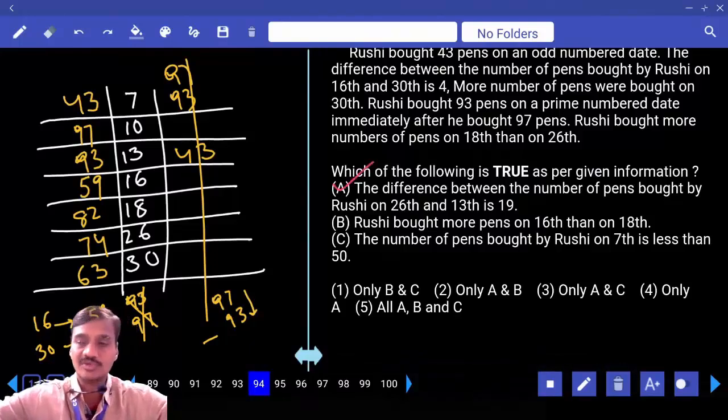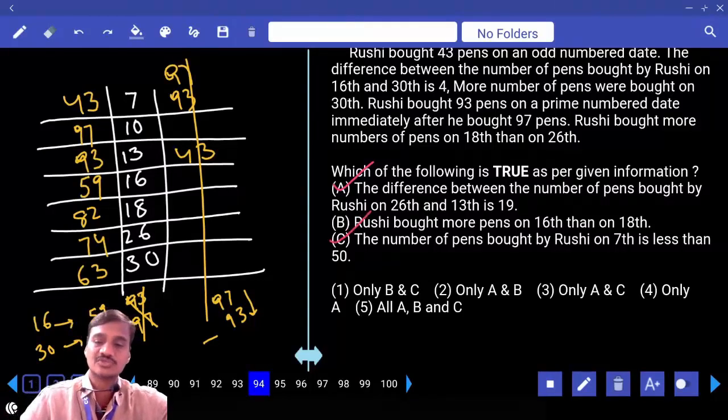Then Ruchi bought more pens on 16th than on 18th. More on 16th than on 18th, that is false. And the number of pens bought by Ruchi on 7th is less than 50. On 7th less than 50, that is also true. And so only A and C, that is choice 3, question number 94.